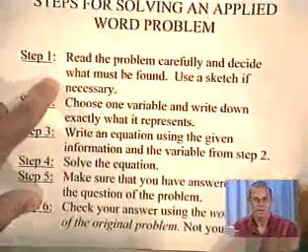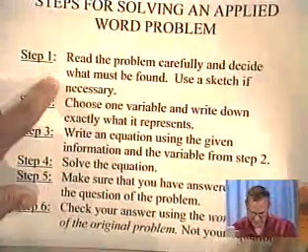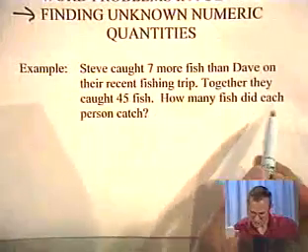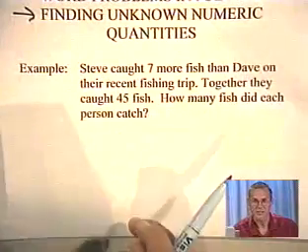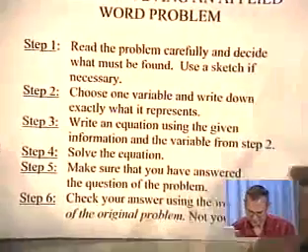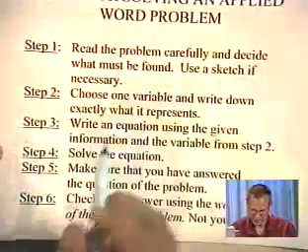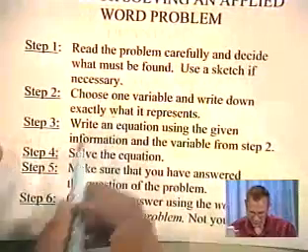I read the problem carefully, and this is pretty easy to decide what must be found. We need to find how many fish Steve caught and how many fish Dave caught. Now, I don't think I'll be able to use a sketch with this problem. That's the difference between this and a geometric problem. So let's go to step 2.